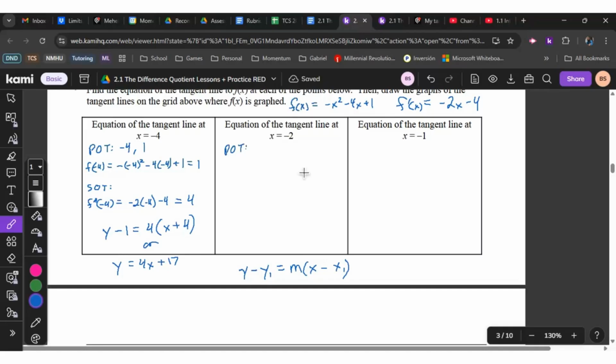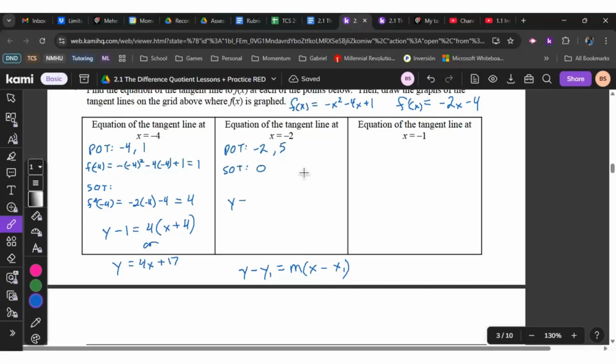Now, the equation of the tangent line at x equals negative 2. We'll do this one a little bit quicker because, like I said, we're copying information from up above. So my POT is at x equals negative 2. Plug it in here and get negative 4, plus 8 is 4, plus 1 is 5. If you have a hard time with that, that's okay. Slow it down, but you're literally just plugging negative 2 into f of x. My SOT, I'm not even going to spend time on because we literally did this up above. It was 0.